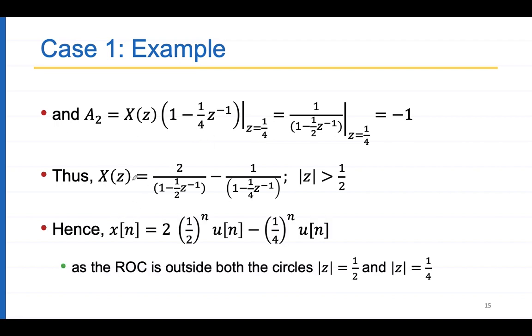So hence my x[n] is basically 2 times (1 upon 2) to the power n u[n] minus (1 upon 4) to the power n u[n]. Why u[n]? Because this is a right-sided sequence, which means the ROC is outside both the circles, mod z equal to 1 upon 2 and mod z equal to 1 upon 4.